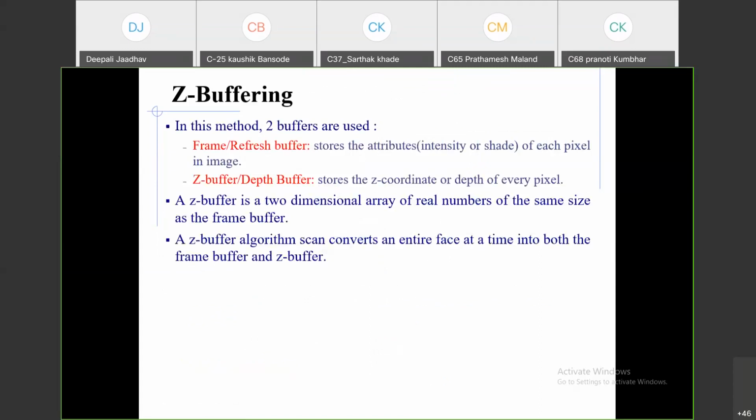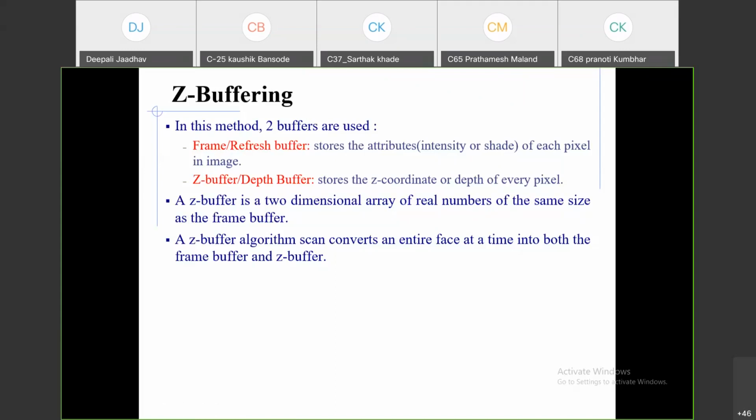So how does the Z buffer algorithm work? In this method, two buffers are used. The first one is the frame buffer, also called the refresh buffer, which stores the attributes, intensity or shade of each pixel in the image. That means the color of that pixel on the surface is stored in the frame buffer.